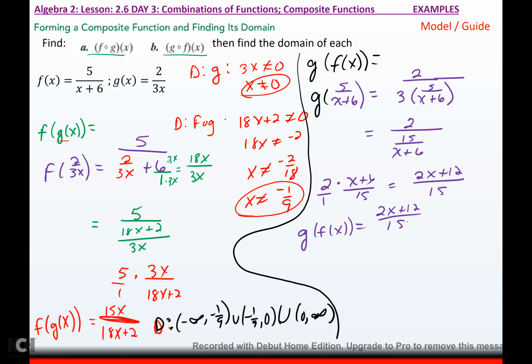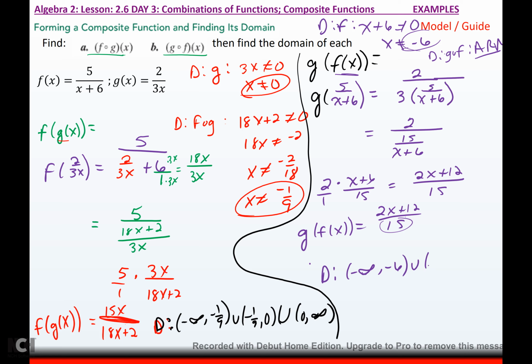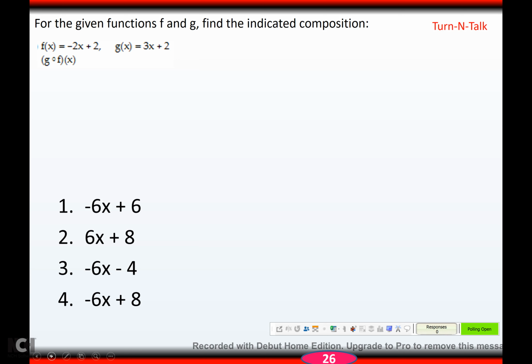And for my domain, I've got to get the domain of f first. So the domain of f would say that x plus 6 can never equal 0, so x can never equal negative 6. The composition has no drama. Yes, there's a denominator, but there's no letter in it. So the domain of g of f is all real numbers. So I can be everything except for negative 6, which makes my domain negative infinity to negative 6, union negative 6 to infinity. Okay? You try this one, hit pause, come back when you're ready.